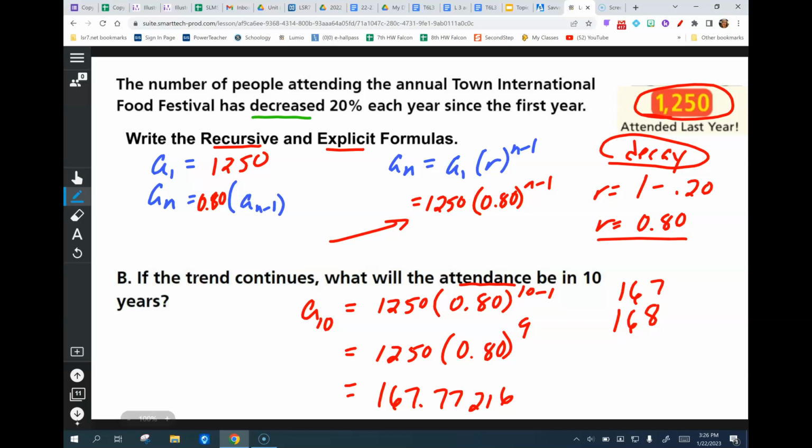So that would be the attendance. It declined. In 10 years, it went from 1,250 down to 167. So that is a huge 20% each year. So that's not good. Okay.